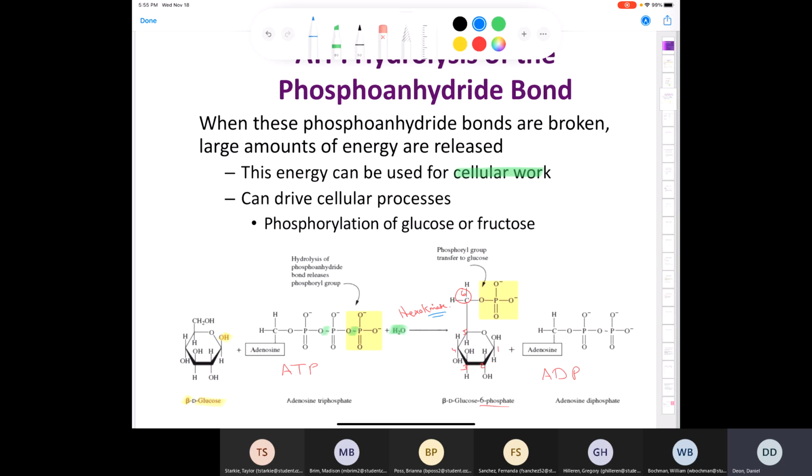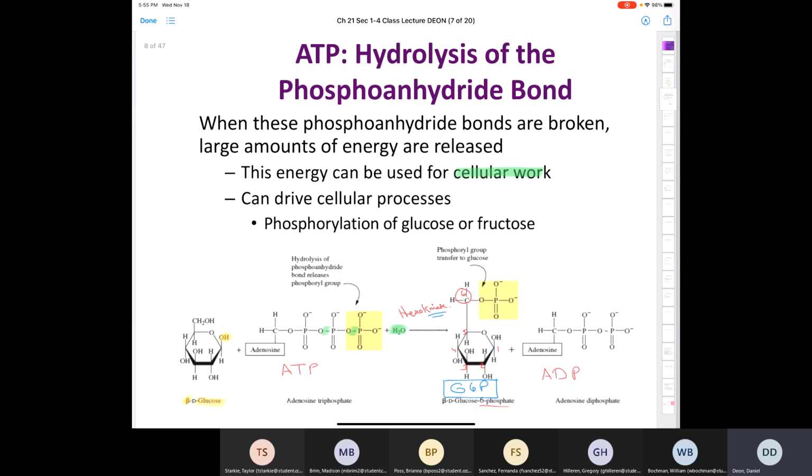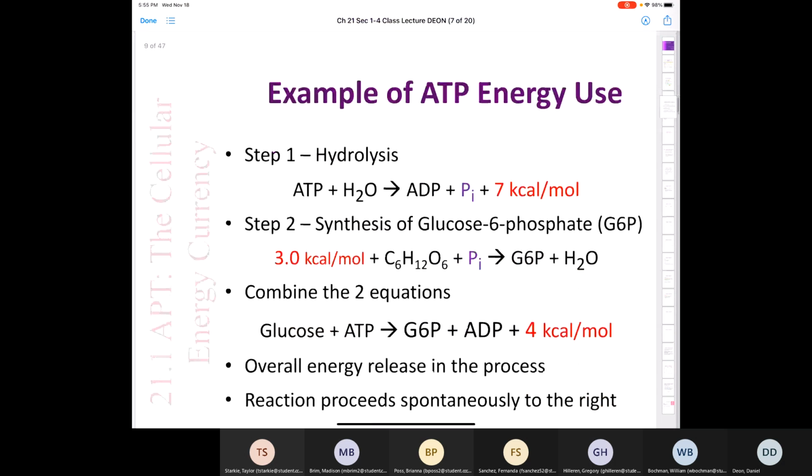Now, I realize that at this point in the lecture, if you haven't read the chapter or watched all my lecture videos, you might be wondering, okay, great, you make this molecule and you're left over with ADP. What's the big deal? Well, we're going to look at what the big deal is later on when we discuss the fate of this molecule, beta-D-glucose 6-phosphate, which we abbreviate as G6P. This is going to be an important molecule later on in our lecture.